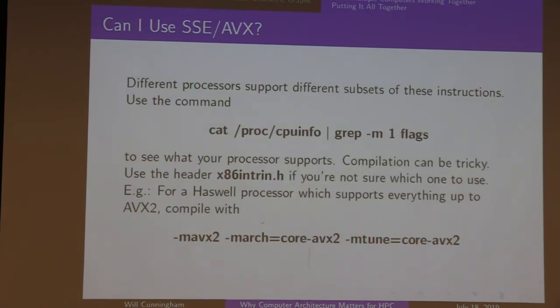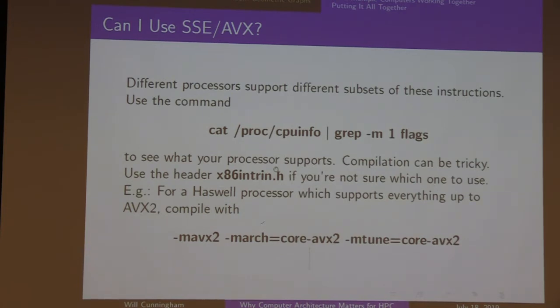To see if your processor can support it, you can execute this command here to see this file here, which will tell you all of the features of your CPU. And you want to see if it has this AVX or AVX2 or SSE. There are a ton of flags that you can look for.